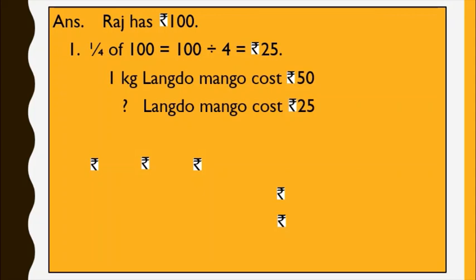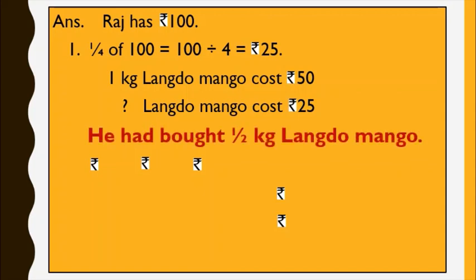We have seen that 1 kg Langdo mango costs rupees 50 and Raj has rupees 100. Fourth part of rupees 100 he has used for buying Langdo mango, means rupees 25 he has used for buying Langdo mango. Half of 50 is 25. So half of 1 kg is half kg. So Raj has bought half kg Langdo mango for rupees 25.